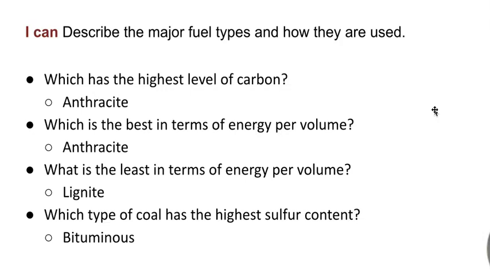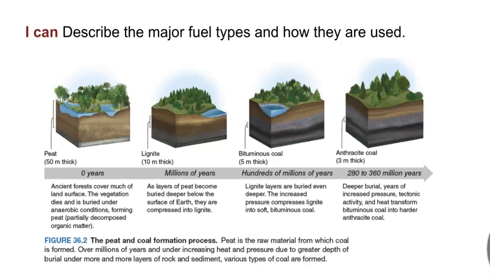Which has the highest level of carbon? Anthracite. Which is the best in energy per volume? Anthracite. Which is the least in energy per volume? Lignite. And which type of coal has the highest sulfur? It's bituminous. So you have to know these facts about the different types of coal. Now remember, peat is not coal. It's like on its way to being coal with a few million more years of heat and pressure.